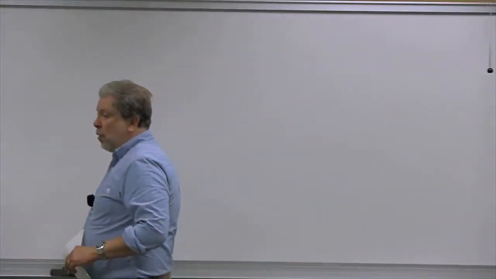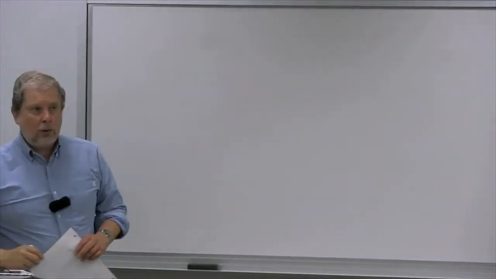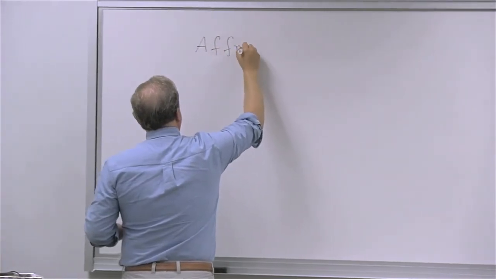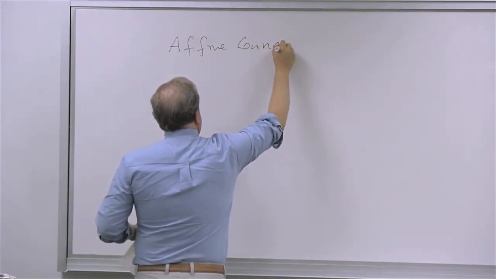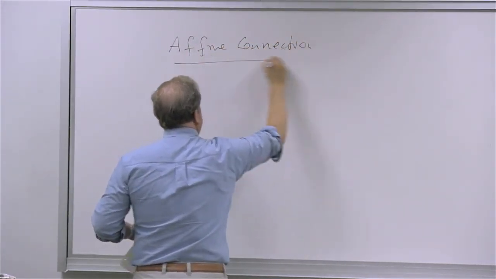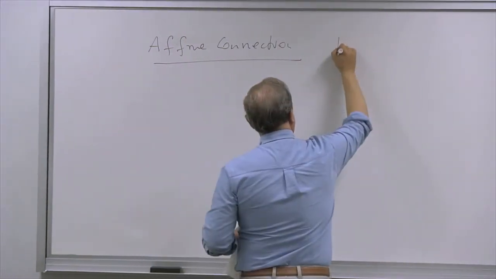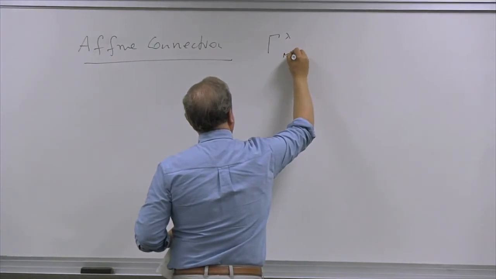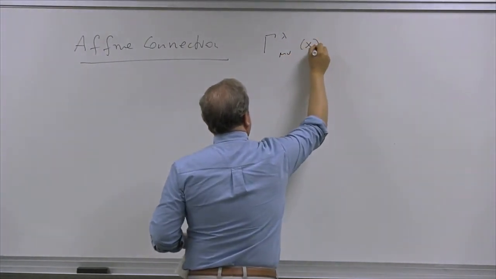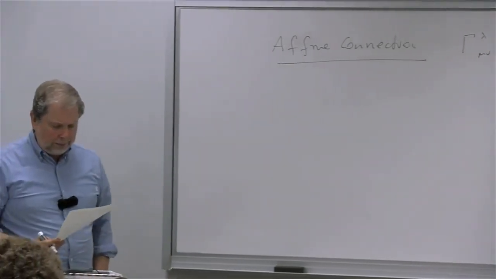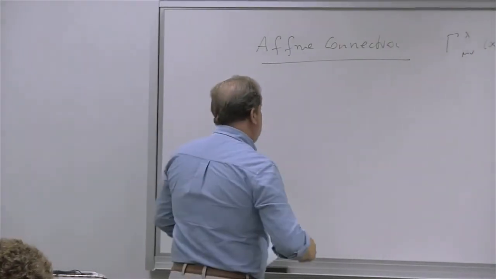And certainly one of the objects that we have encountered so far, which involves derivative of the metric, is the affine connection, right? It enters into the equation of free fall, right? And so it's Gamma^lambda_{mu nu}(x), which is defined as a suitable combination of derivatives of the metric.